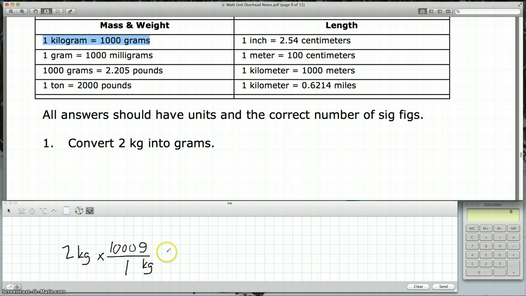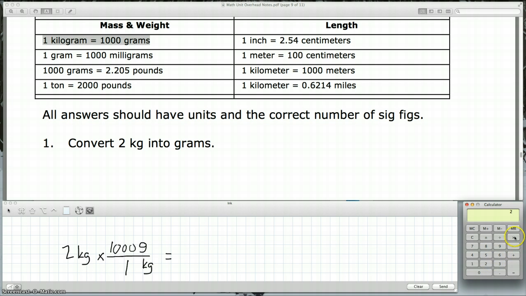So I then do my math and take my starting number, 2, I multiply by the top number, so 2 times 1,000, and then I divide by the bottom number, divided by 1, gives me 2,000. My kilograms and my other kilograms canceled, so the only thing left is grams. So my final answer is 2,000 grams.